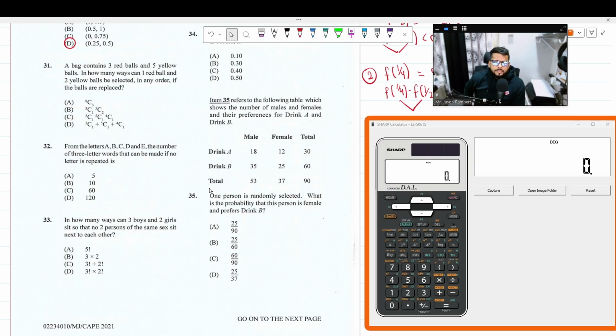And number 31. A bag contains 3 red balls, 5 yellow balls, and 5 yellow balls. How many ways can 1 red ball and 2 yellow balls be selected in any order if the balls are replaced? So this question, I can confirm it has an error in it. The correct answer for this is going to be 3 by 5 by 5, or 3c1 by 5c1 by 5c1, because we have replacement of the balls.